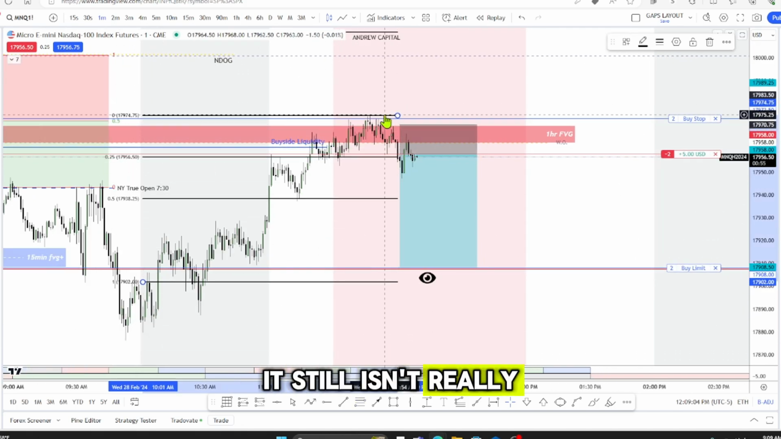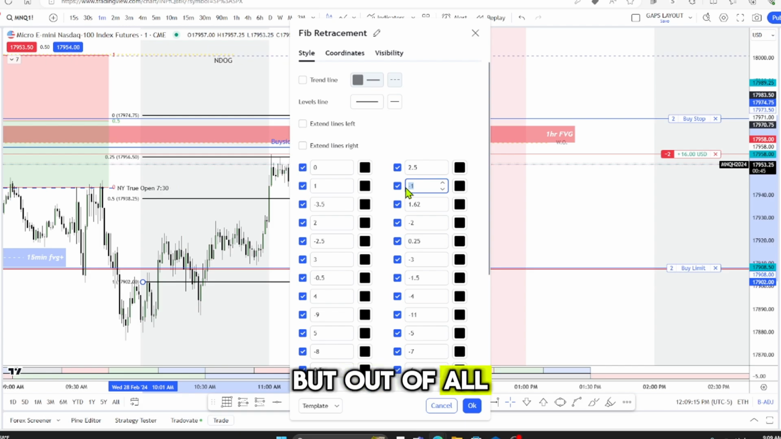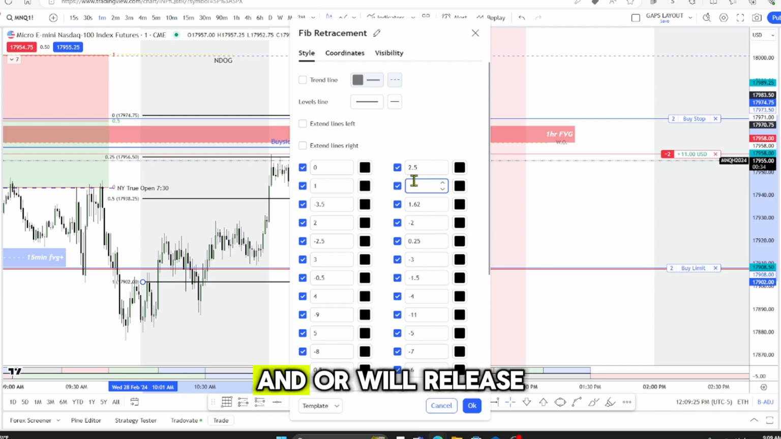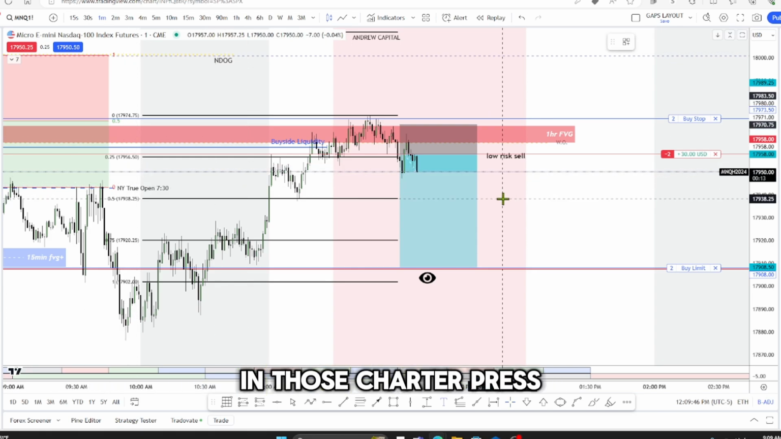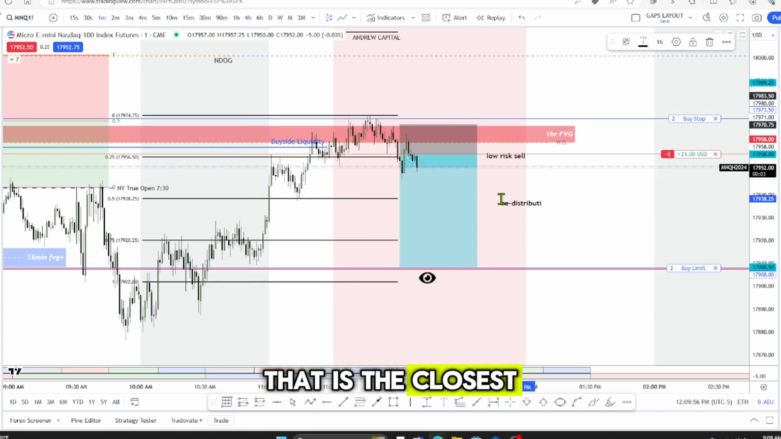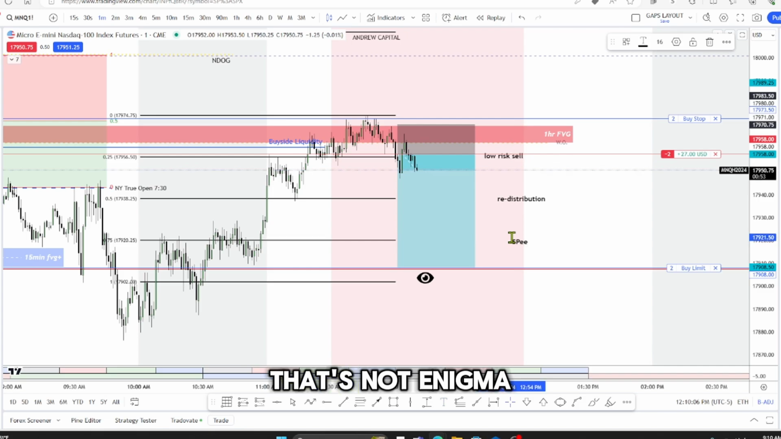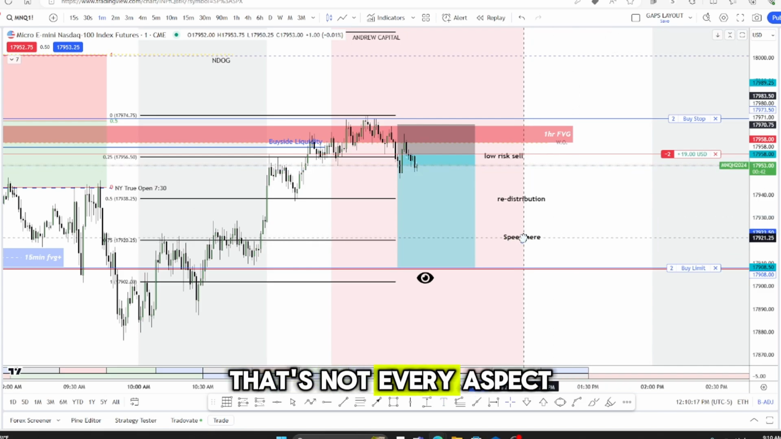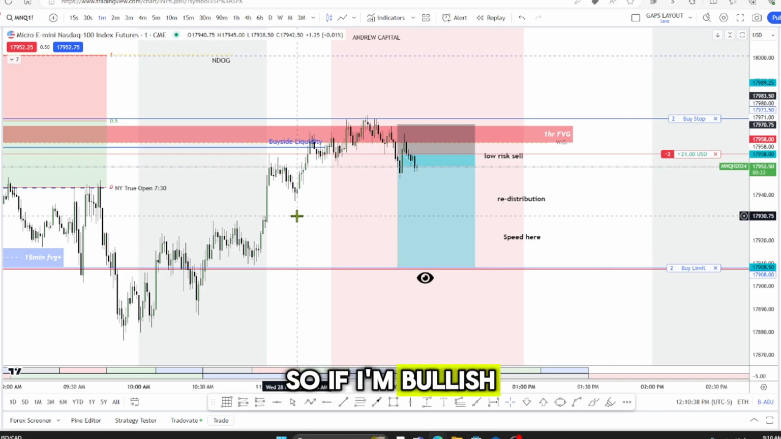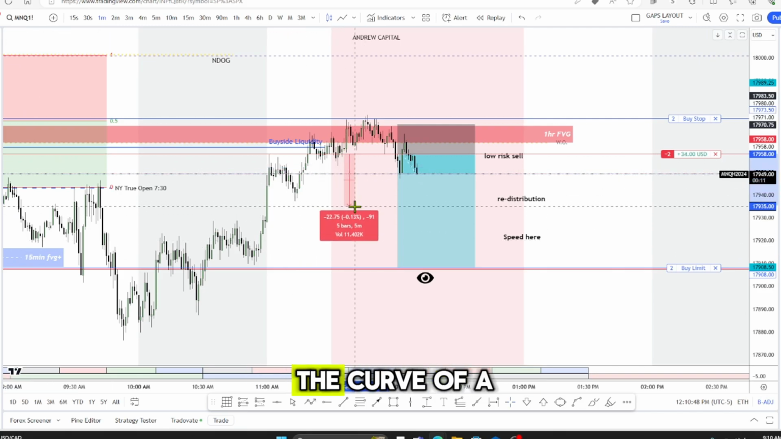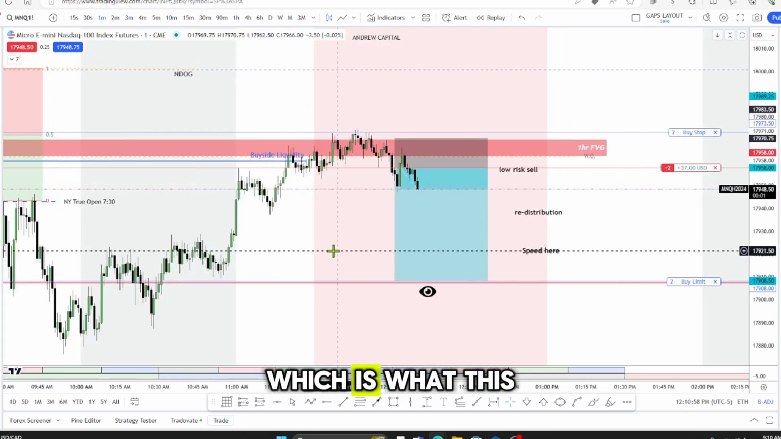And it still isn't really everything, obviously, but out of all the models that I have released and will release, what I teach in model 6 and model 7, in those price action models, is the closest to what I do. That's not Enigma, that's not every aspect of what I'm doing, but generally that's how I'm doing it. So if I'm bullish, I can be buying the buy side of the curve of a market maker buy model, which is what this is here.